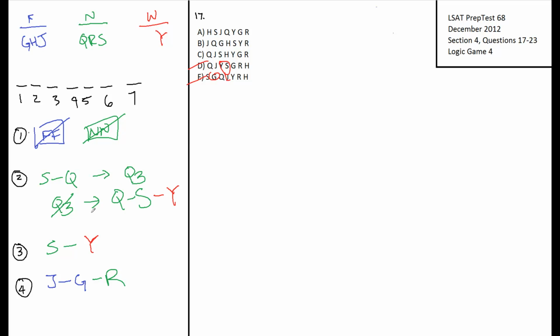But this one's pretty concrete. If Q is not 3, then Q before S before Y. And here we see that Q is not 3 in any of our remaining answer choices, so therefore we're looking for Q before S before Y. You remember that we combine these rules together. So Q before S, no. Q before S before Y. Good. Okay, which means that our last option is just this guy.